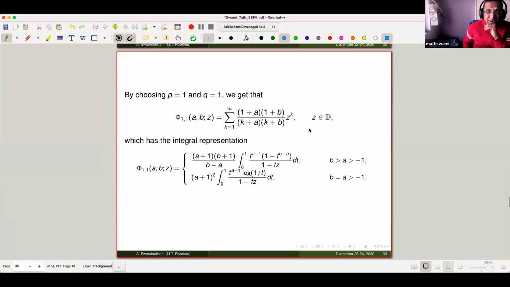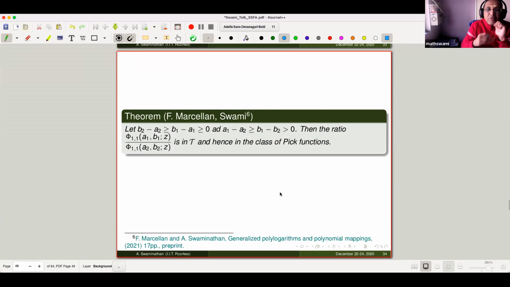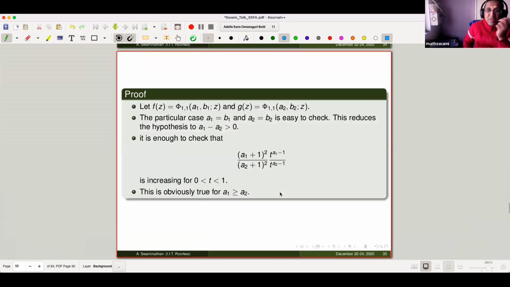In fact, I was able to go for a particular case. I took p equals 1, q equals 1, and with this particular situation, I was able to get that it has an integral representation of this particular form. For this integral representation, I am working with Paco Marcellán on this: whenever b2 minus a2 is greater than or equal to b1 minus a1, which is non-negative, and a1 minus a2 is greater than or equal to b1 minus b2, which is strictly positive, then this particular ratio is in the set of Pick functions. This is one result which we have proved, and the proof was quite simple.